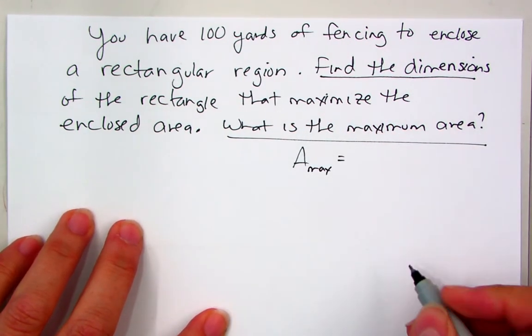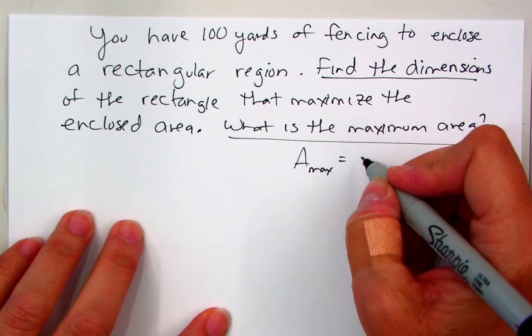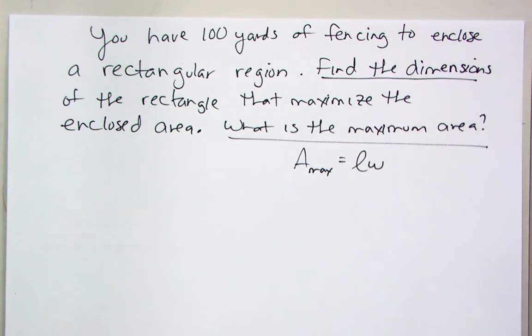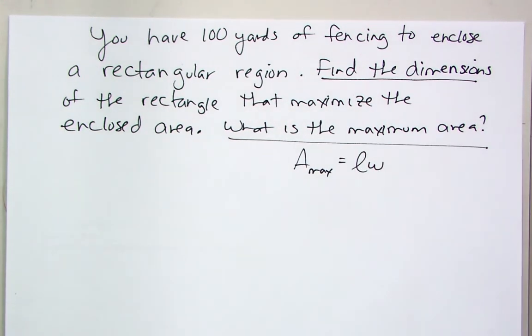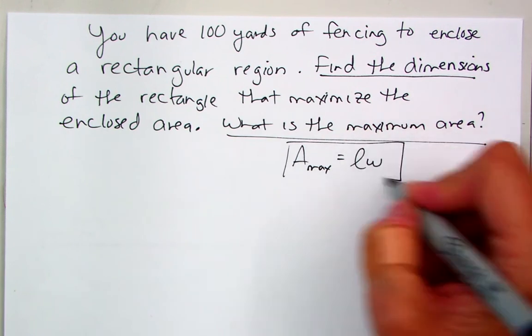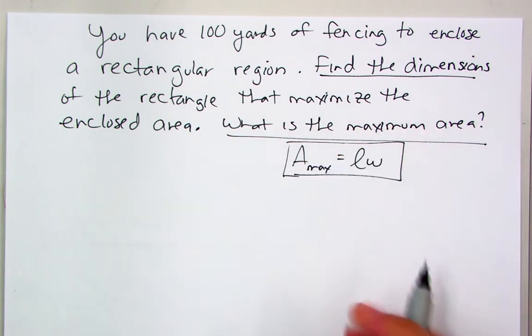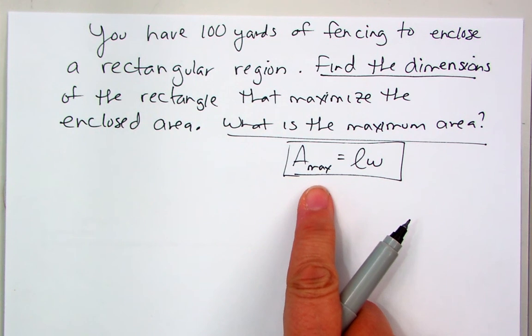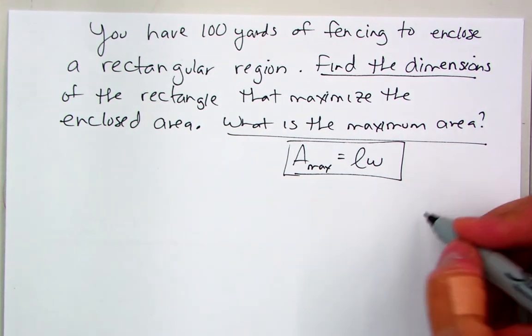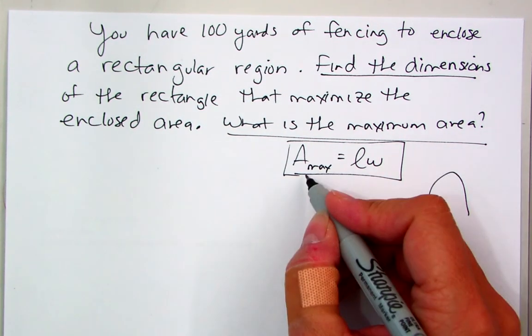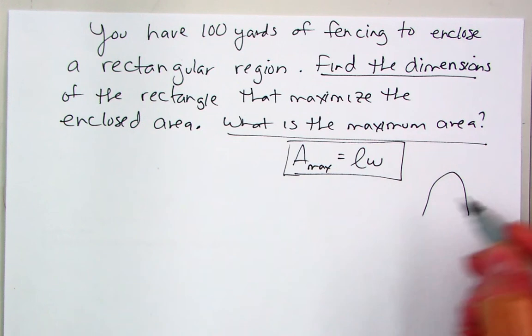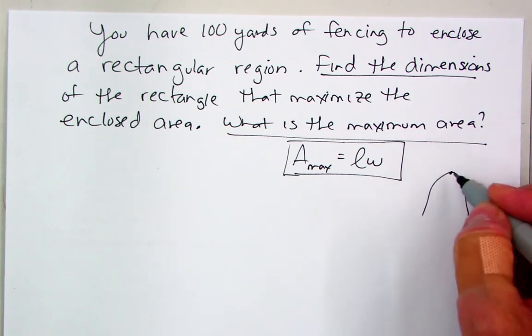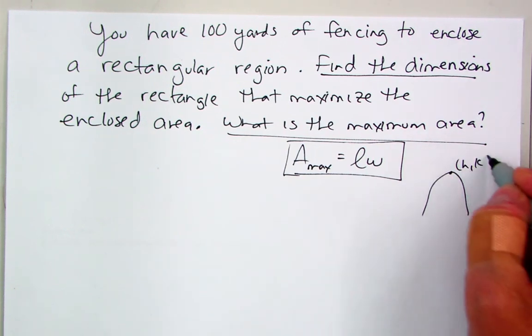What's the area formula? I'm going to use length times width. So once I know the length and width, I'll have that. It's a max. So is this parabola going to open up or down? Down. So it's going to open down. And so whatever this area max is, it's going to be the y output of that vertex. It's going to be the k.